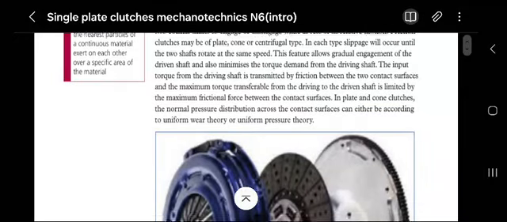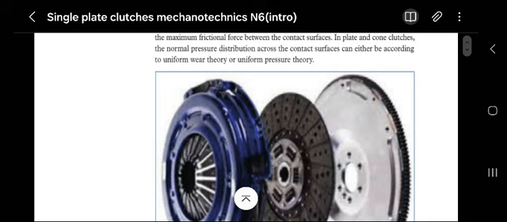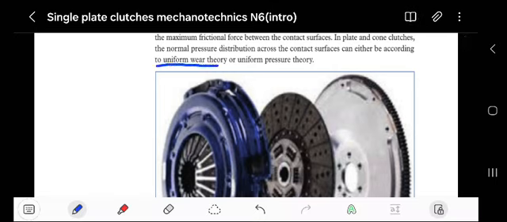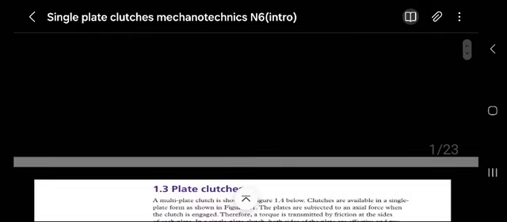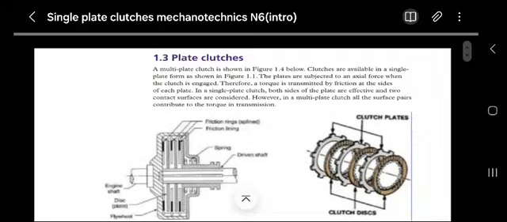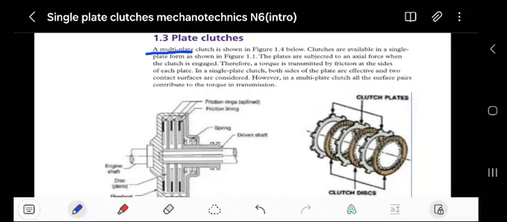As you can see here, we'll discuss the uniform wear theory and the uniform pressure theory. We'll discuss these two so far. Okay, enough with story. Let us check here. We have 1.3, multiple plate clashes. This one is a multiple plate clash.